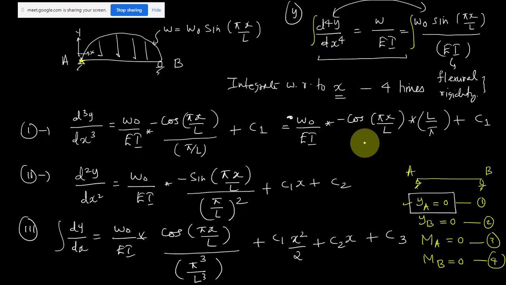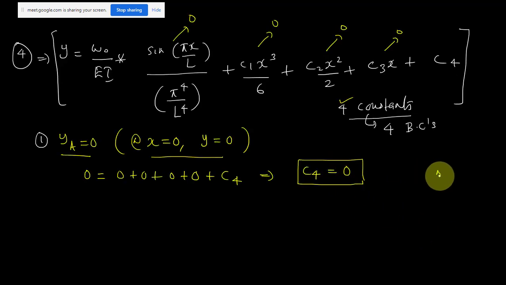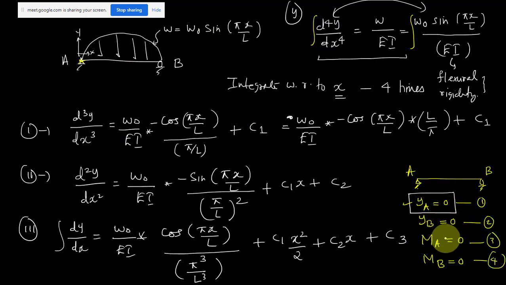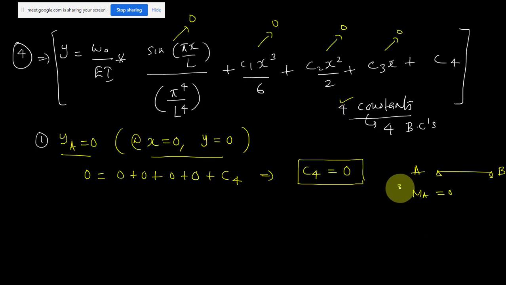Now we have to solve for the remaining integration constants. You can use the remaining three boundary conditions for that. Suppose we have the boundary condition MA equal to 0. What is MA? We have the beam AB. So the moment at A equal to 0 is your third boundary condition. Now I am applying the third boundary condition. The moment at A equal to 0 means that at x equal to 0, your moment is 0.